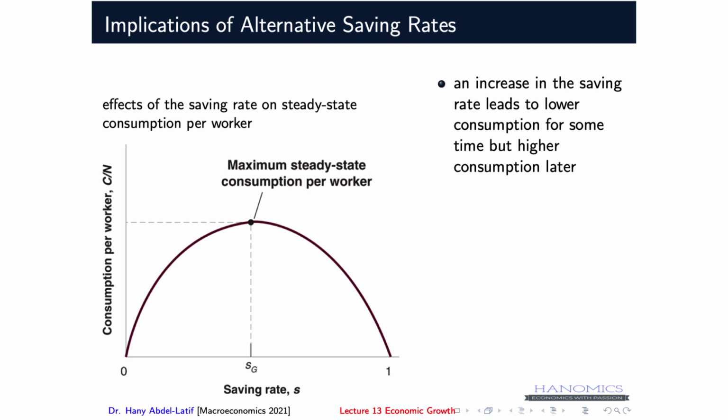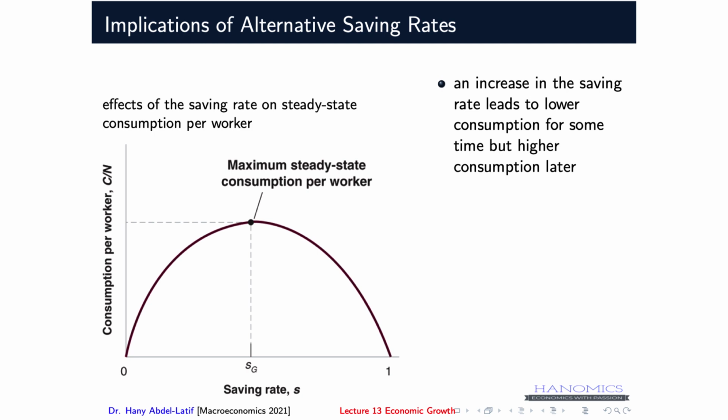Let's take one step back and look at what we are doing now. We are trying to look at the determinants of economic growth. We started with the production function. We have now left behind fluctuations in output in the short run. We are looking at what determines economic growth in the long run. And basically we started with the production function.